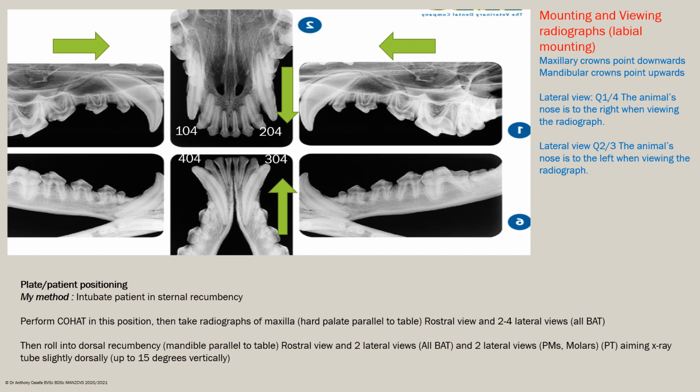Then we'll roll the patient into dorsal recumbency and have the mandible as parallel to the tabletop as possible. With this, we'll take a rostral view of the incisors and canines, and then 2 lateral views including the bisecting angle technique for these views, and 2 lateral views of the premolars and molars using the parallel technique, aiming the X-ray tube slightly dorsally up about 15 degrees when we're taking the parallel view.